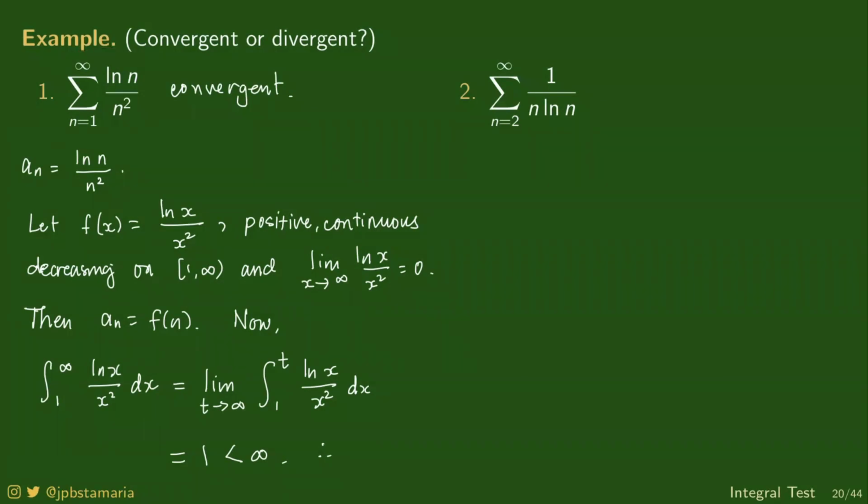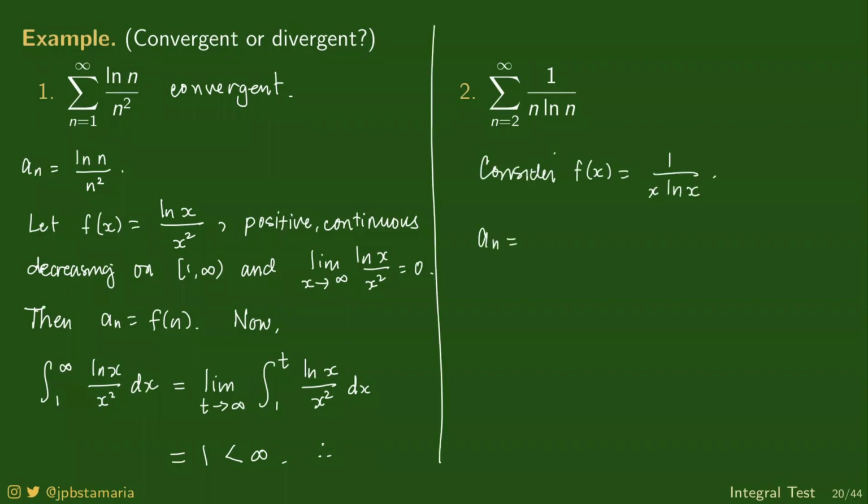Ano naman yung f of x na i-consider nyo dito? Papalitan nyo lang yung n ng x. Basically, ganyan siya. You can check that this is again positive, continuous, decreasing, and the limit is 0. So, ang an natin dito is again f of n. Okay? So, integrate natin from 1 to infinity yung dx over x ln of x.